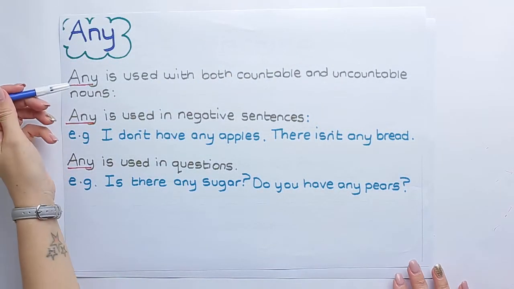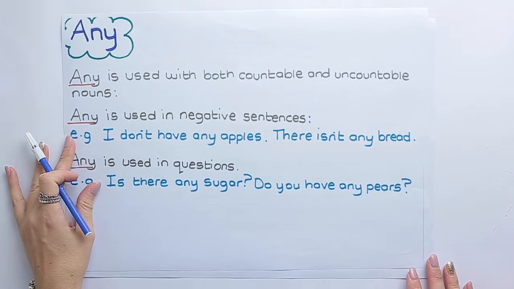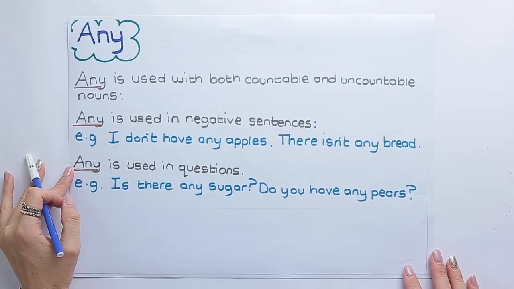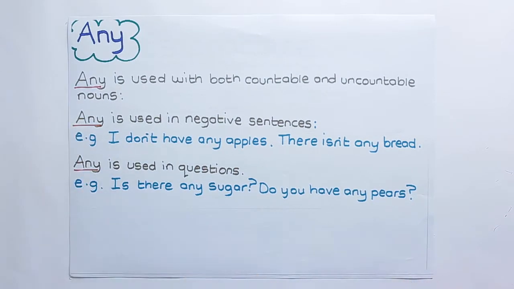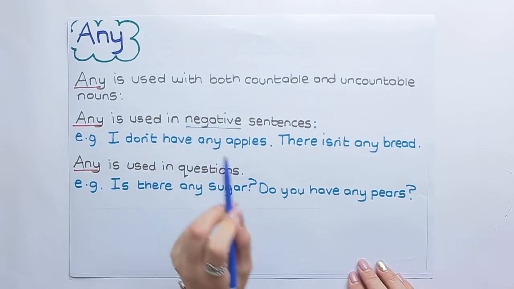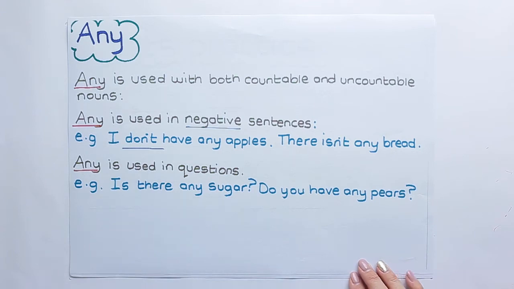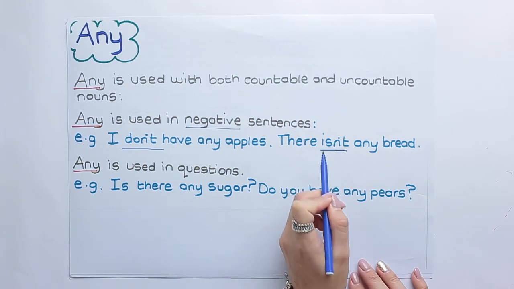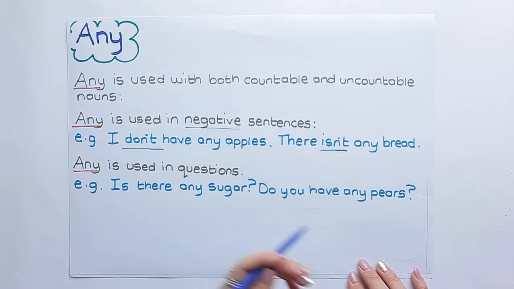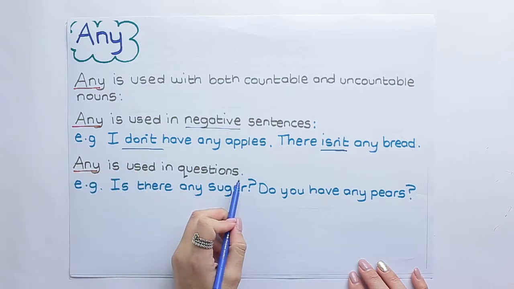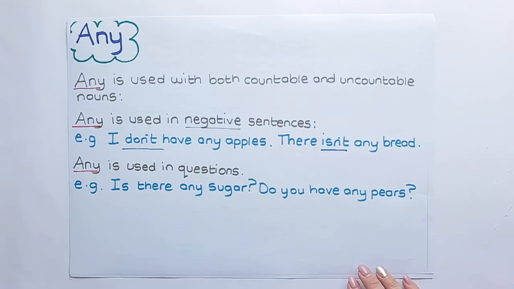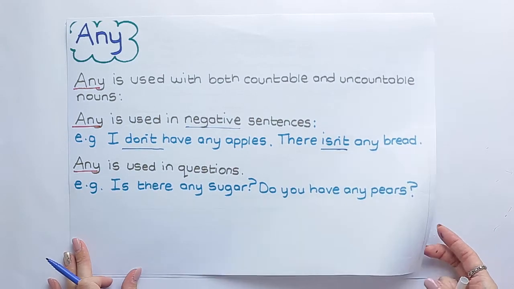Any. Any is used with both countable and uncountable nouns. Any is used in negative sentences. I don't have any apples. There isn't any bread. And any is used in questions. Is there any sugar? Do you have any pears?